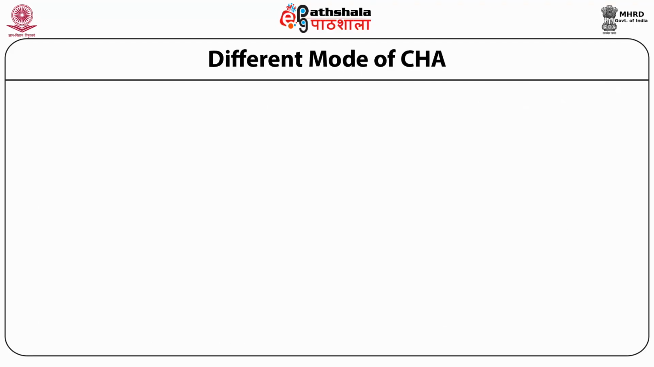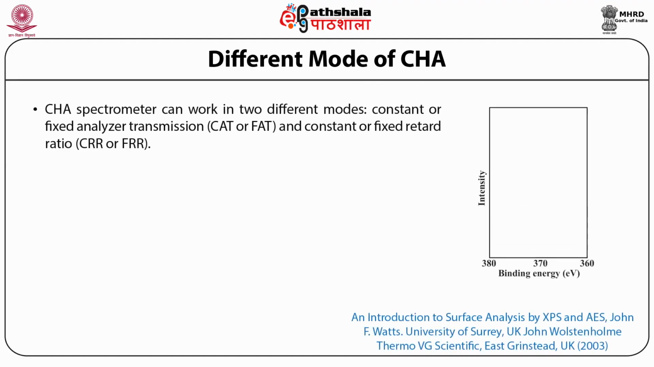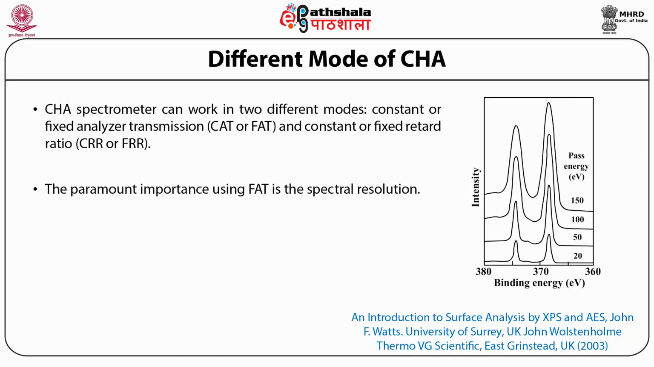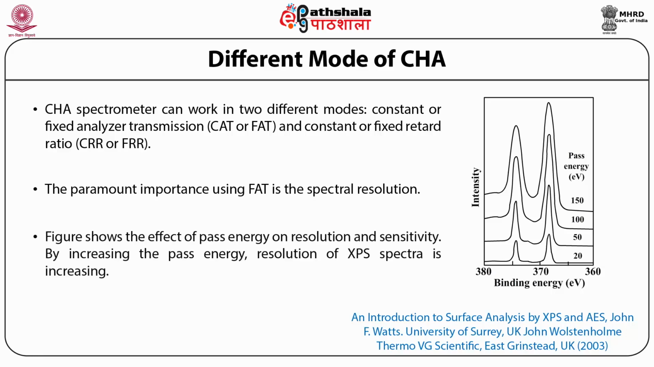Now, different modes of CHA. The CHA spectrometer can work in two different modes: constant or fixed analyzer transmission, CAT or FAT, and constant or fixed retard ratio, CRR or FRR. In XPS, FAT mode is used exclusively. The paramount importance of using FAT is the spectral resolution. The figure shows the effect of pass energy on resolution and sensitivity. By decreasing the pass energy, the resolution of XPS spectra increases.